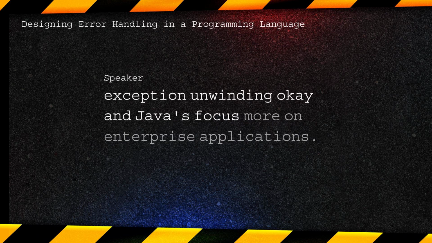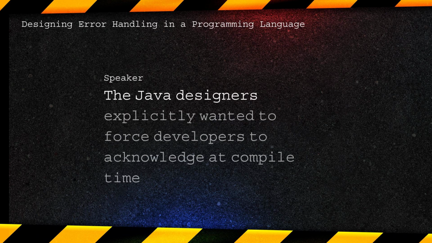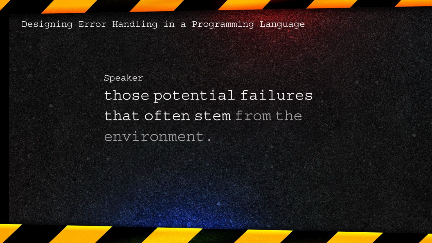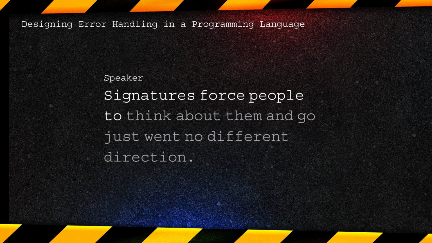Okay, and Java's focus? More on enterprise applications, robustness. Right, and that led directly to that strong emphasis on checked exceptions. The Java designers explicitly wanted to force developers to acknowledge, at compile time, those potential failures that often stem from the environment, network problems, file system issues. Make those potential failure points highly visible in the method signatures. Force people to think about them.